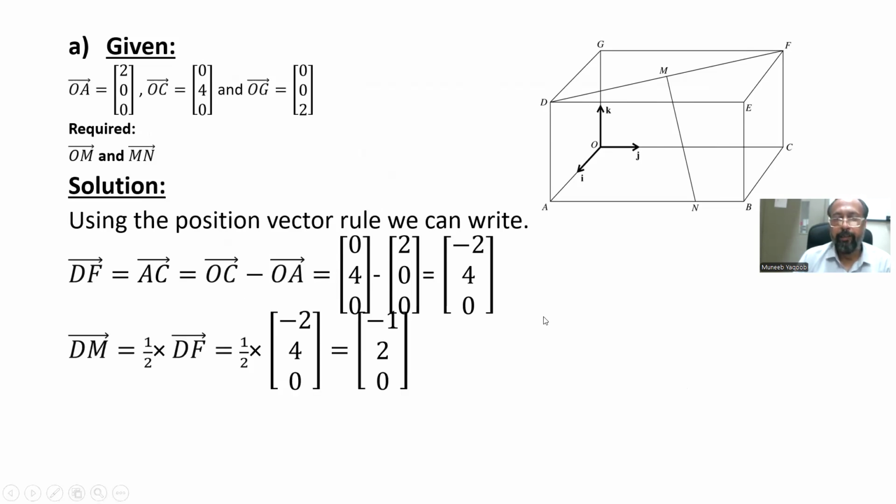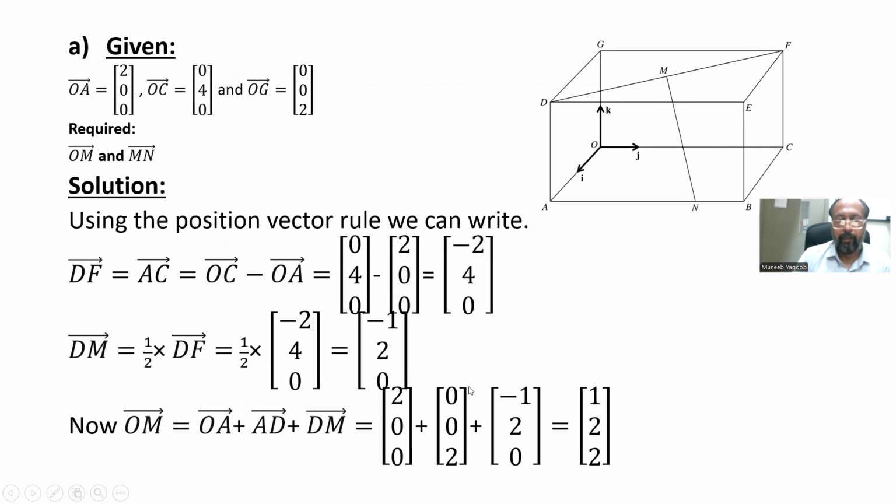Now, after calculating DF, we will calculate the position vector DM. Since M is halfway from D to F, we can write DM equals 1 upon 2 times DF. Since we computed DF as -2, 4, 0, DM will be -1, 2, 0. Now we will apply the extension of the triangle law. So we can write position vector OM equals position vector OA plus position vector AD plus position vector DM. Position vector OA is given as 2, 0, 0.